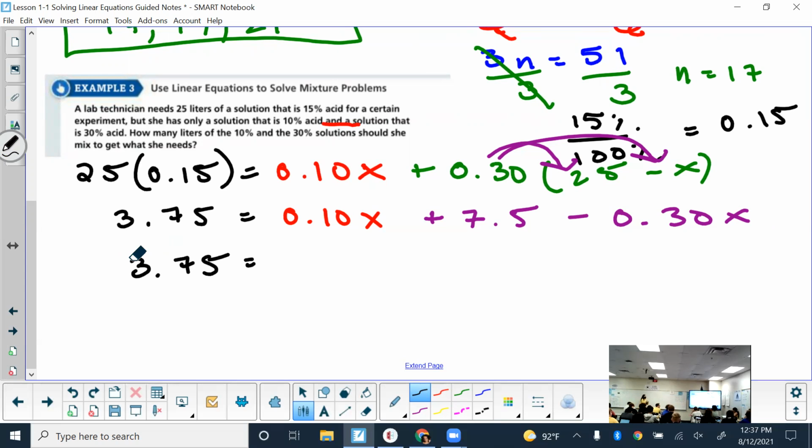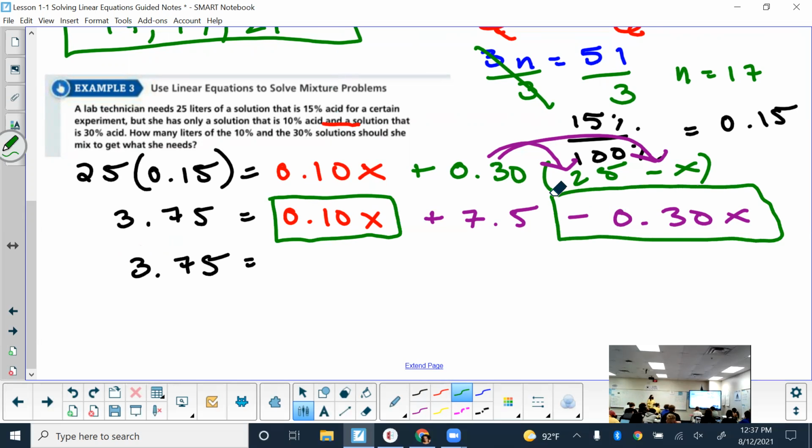What are some like terms that I can combine? Yes? 0.10x and negative 0.30x. So to help you see, I'm writing them in boxes. So what's 0.10x minus 0.30x? Negative 0.20x. Good. Don't forget that decimal. Negative 0.20x. And then bring down that plus 7.5. Questions there?